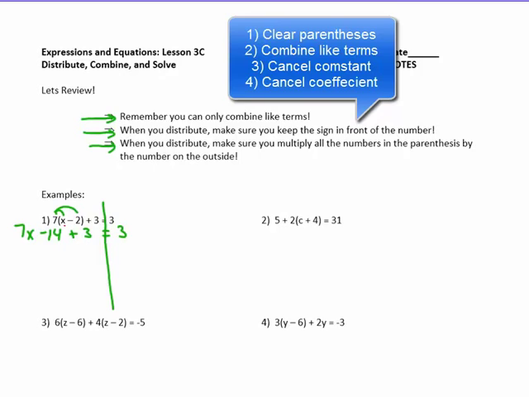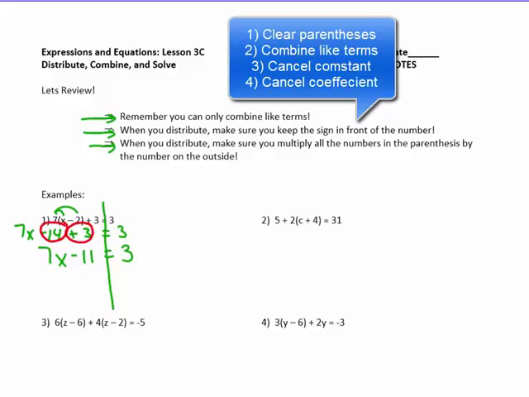My like terms this time are my constants. Again, they have to be on the same side of that equal sign. So I'm going to copy over my 7x. Negative 14 plus 3 is going to give me negative 11, and that equals 3. So again, we're taking the sign of what's in front. If you're not sure, you put that into your calculator.